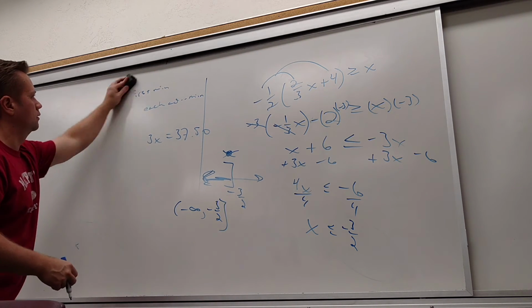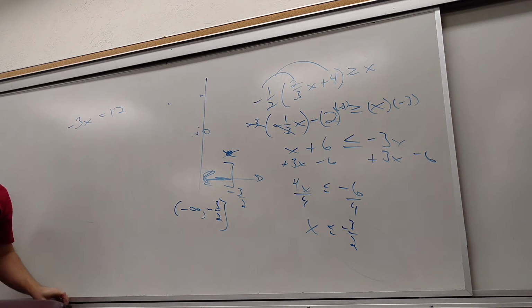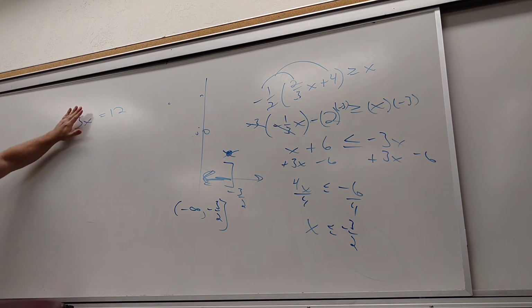Negative 3x equals 12. So why is the x not by itself? Because it's multiplied by negative 3. How do I cancel multiplication of negative 3? I do the opposite. Divide.